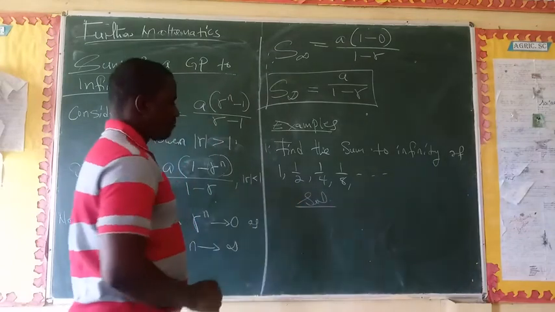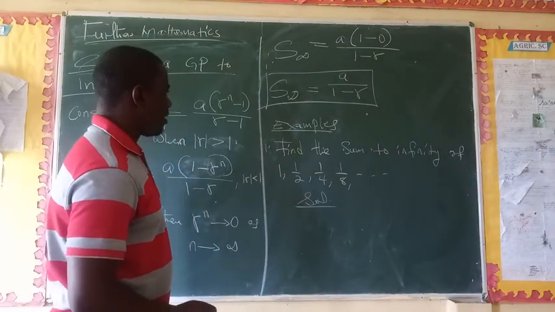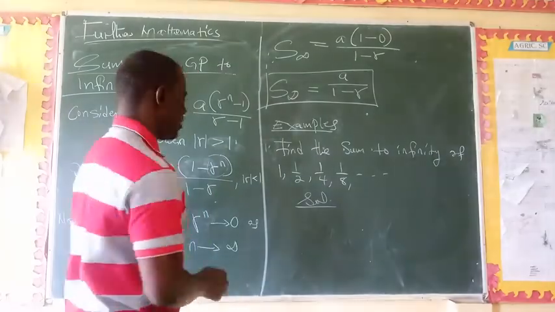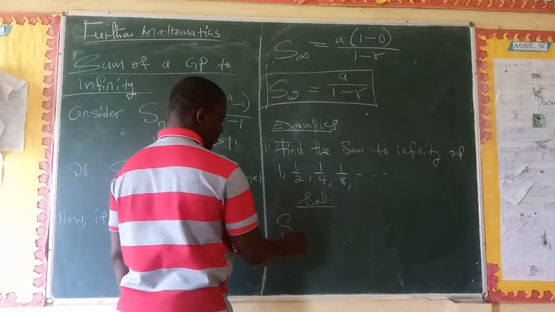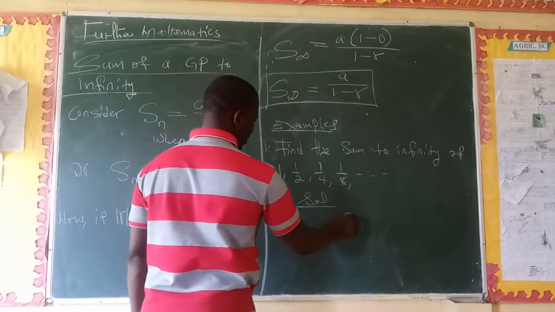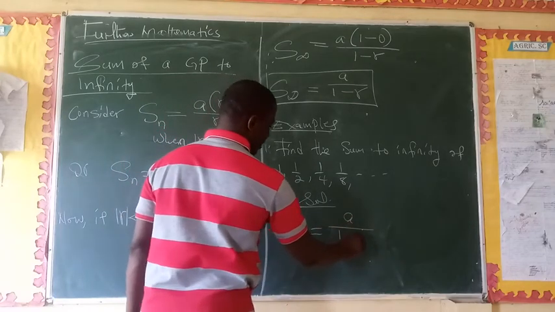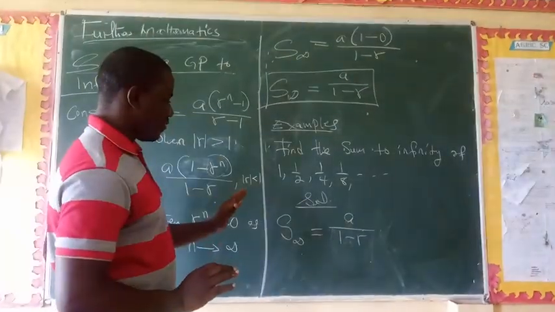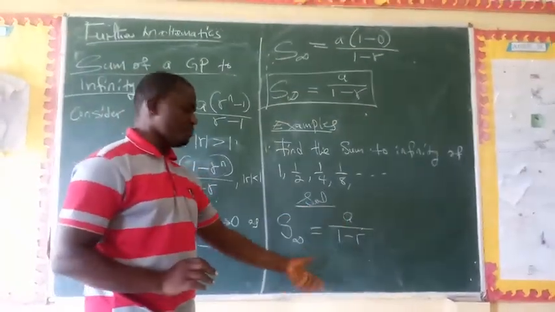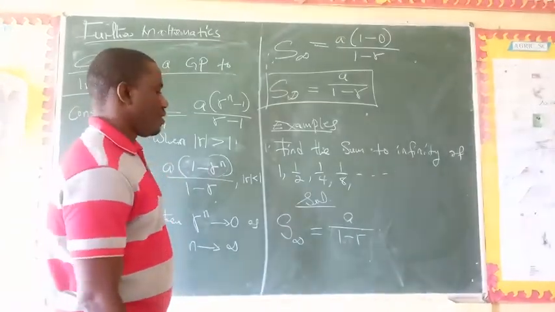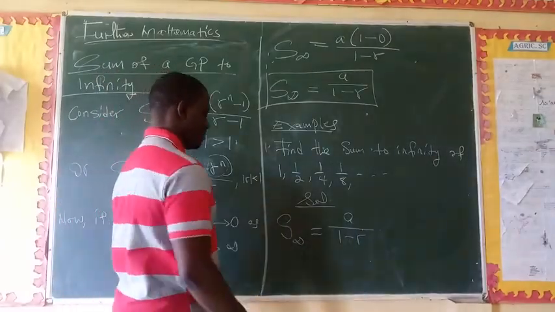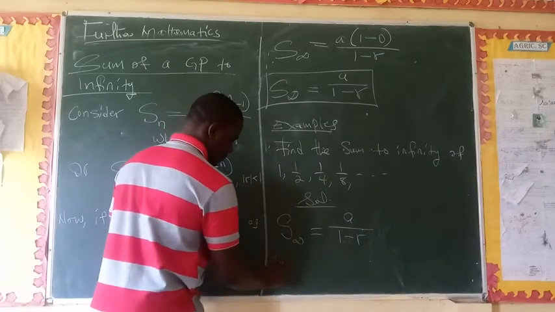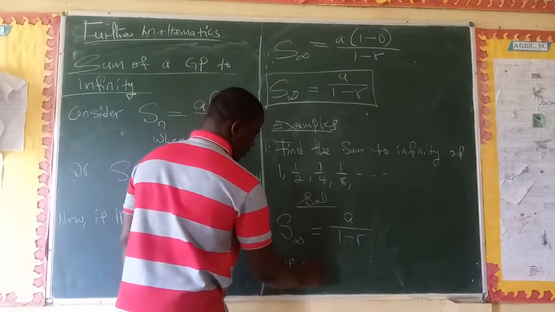What do we do here? Since we are finding its sum to infinity, first, we quote the formula. S infinity is equal to a over 1 minus r. Very, very simple formula. Sum to infinity is equal to a over 1 minus r. So, we now find our a. Here, a is equal to what, somebody?